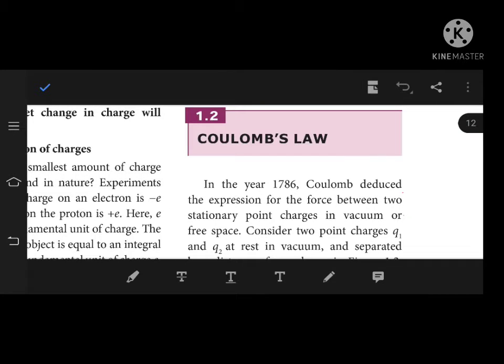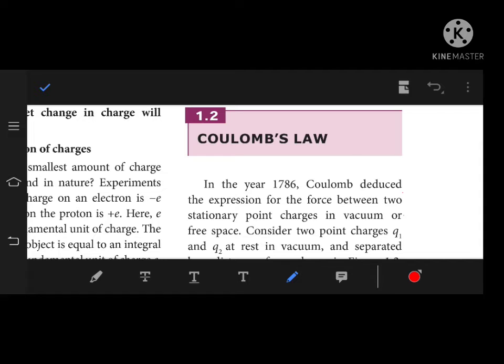Hi students, in this video we will discuss Coulomb's law. In the year 1786, Coulomb deduced the expression for the force between two stationary point charges.